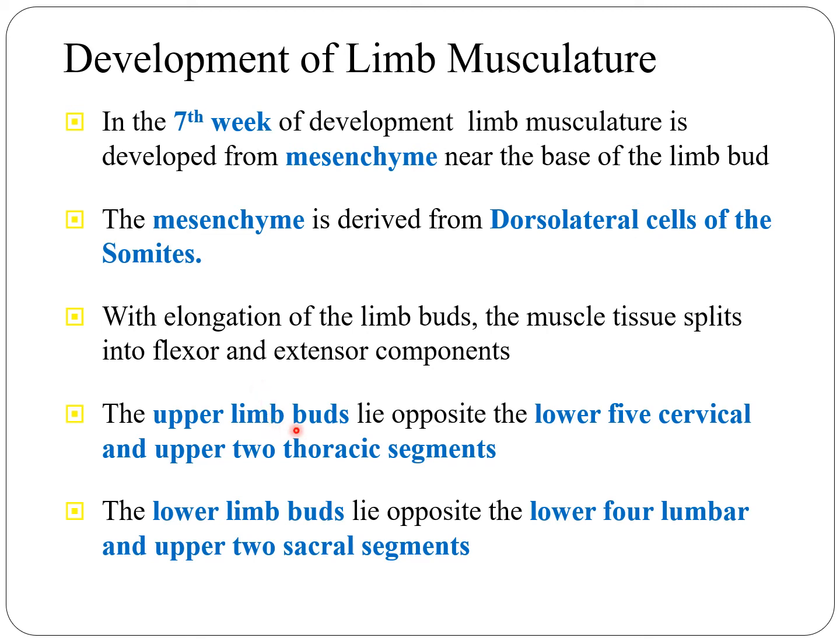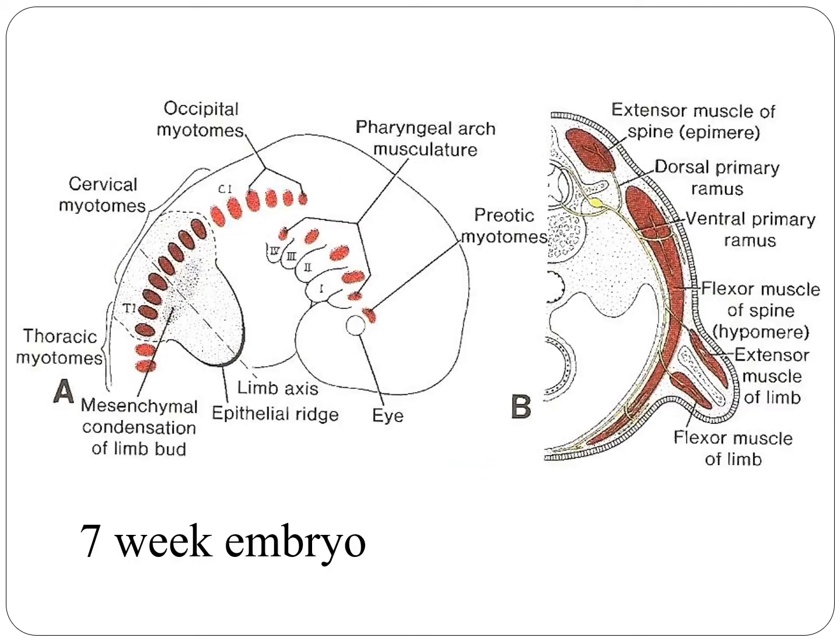The upper limb buds lie opposite the lower 5 cervical and upper 2 thoracic segments, and lower limb buds lie opposite the lower 4 lumbar and upper 2 sacral segments. From these segmental myotomes, the muscles as well as the nerves come to supply the upper limb as well as the lower limb. So here you can see, as we have seen before, the limb bud appearing, and there are myotomes C5, C6, C7, C8, and T1, T2 mainly. These are going to give the musculature as well as the nerve.